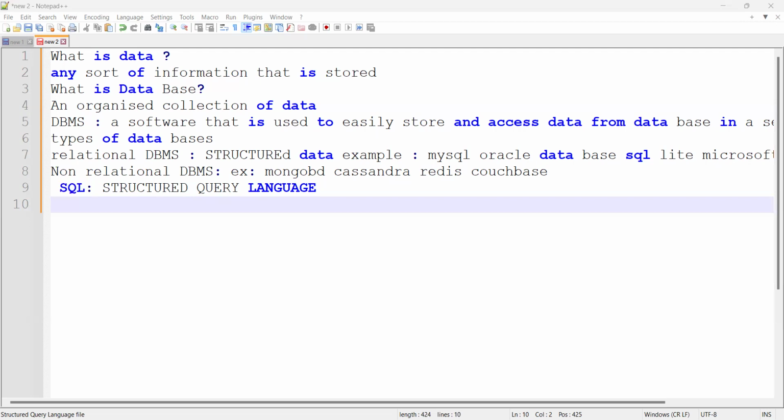So SQL is Structured Query Language. PLSQL means Procedural Language, Structured Query Language. It is just an extension of SQL that adds procedural programming capabilities to a relational database management system. They add some programming features for developing stored procedures and more. PLSQL: Procedural Language, Structured Query Language.